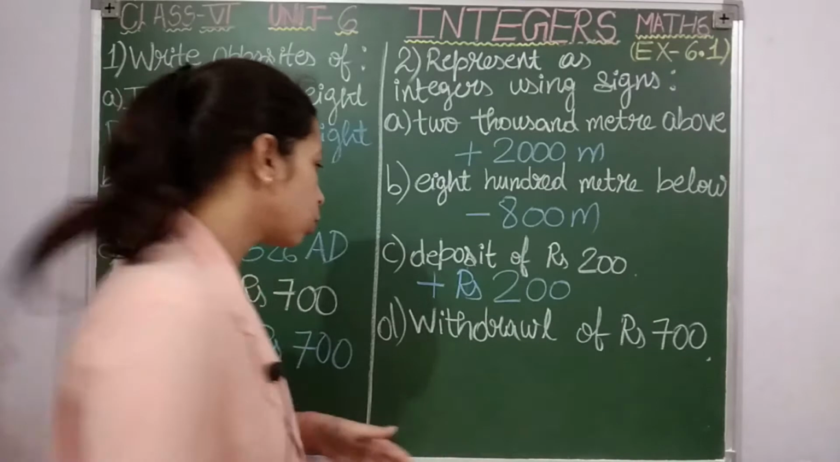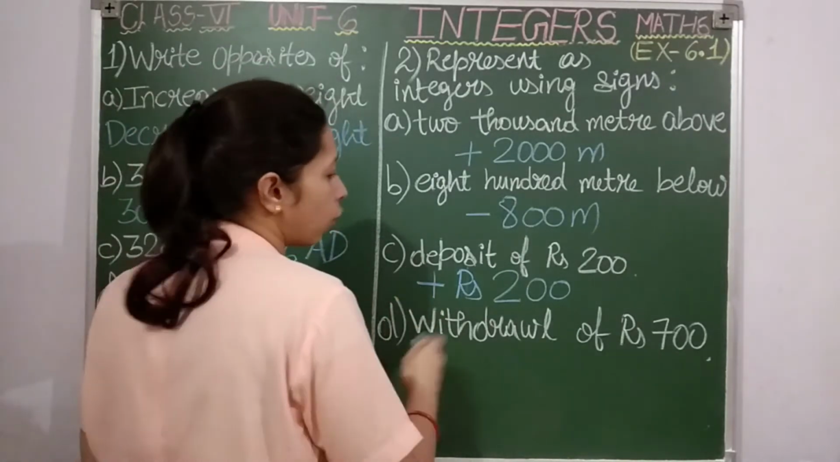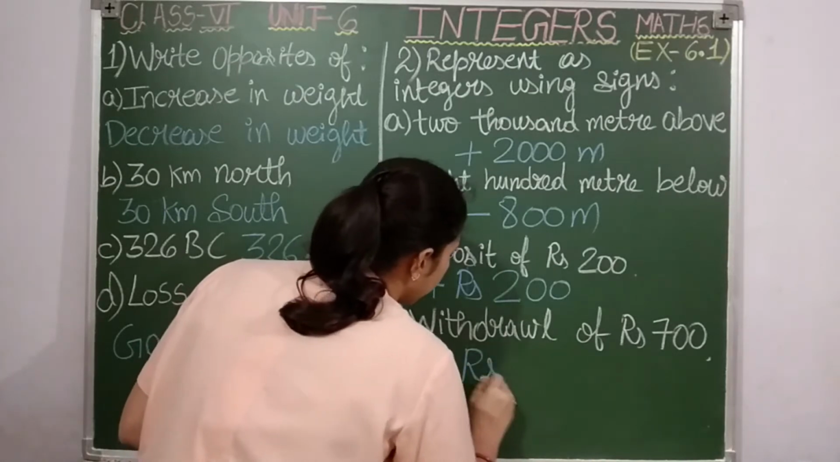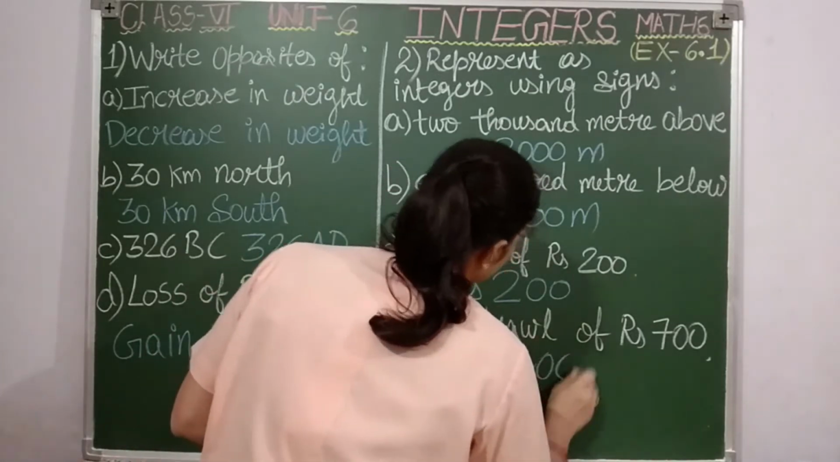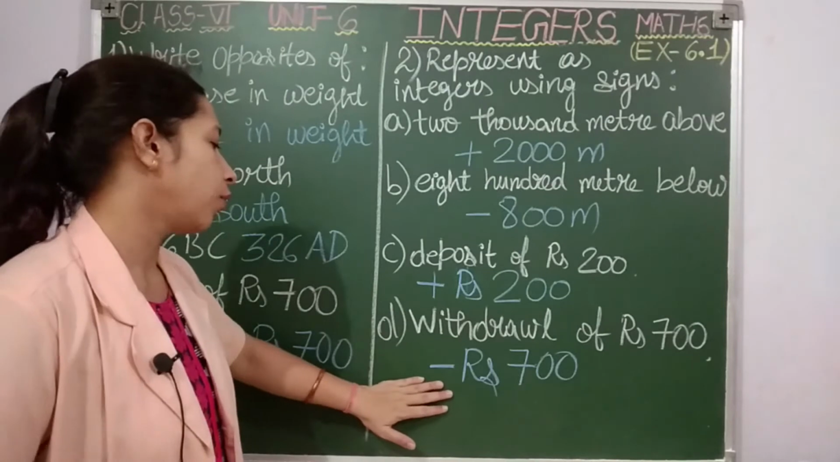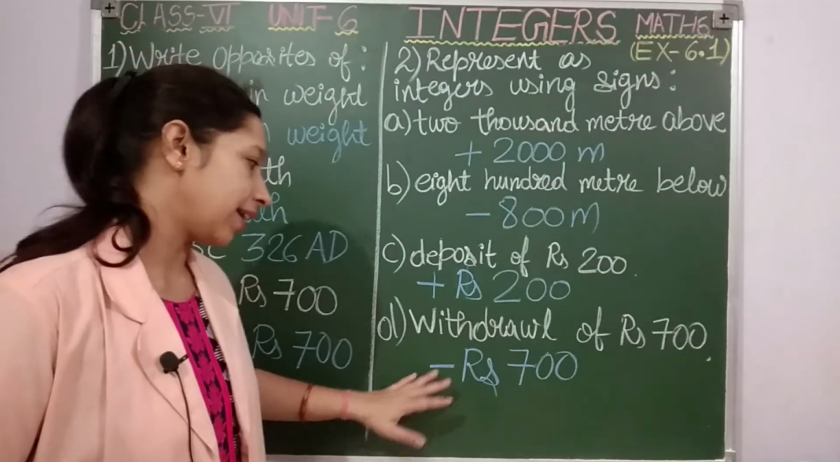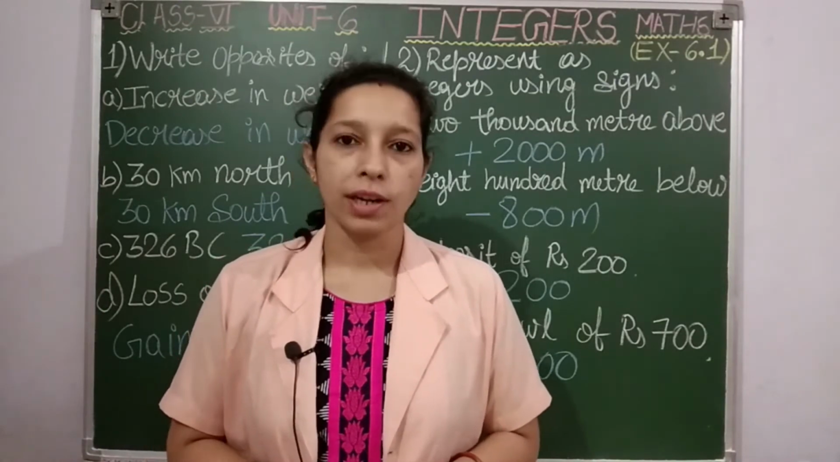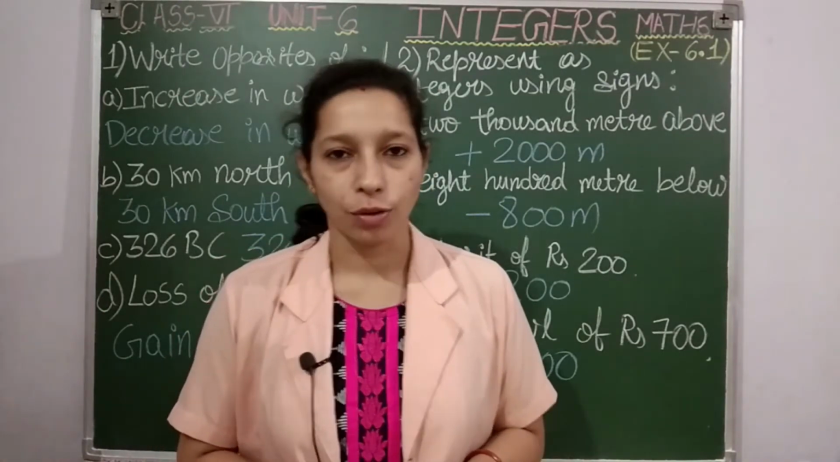money will decrease. So for sure, see point number D, withdrawal of rupees 700 means you are taking the money back from the bank, which is known as withdrawal, and it is denoted with negative integer, with negative sign, minus rupees 700. So this was your second question, students. Note it down, and then we will be seeing question number 3.